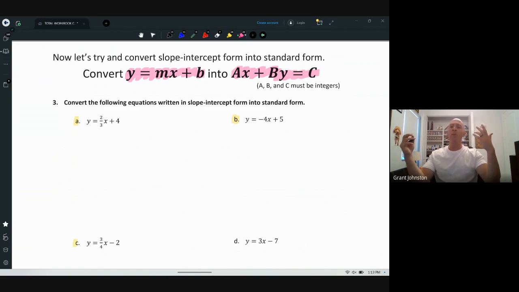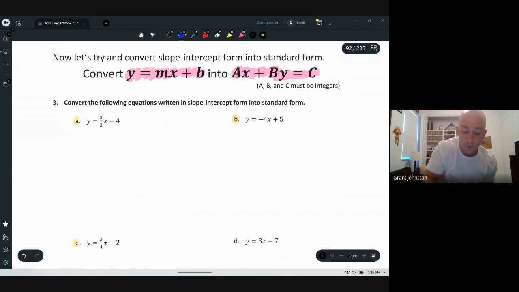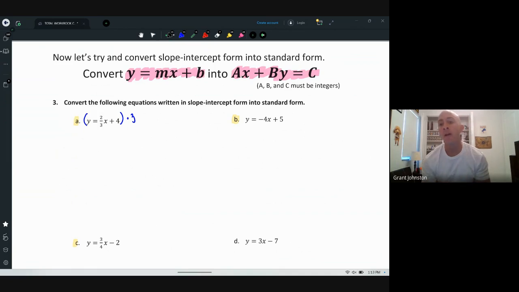So to get rid of that fraction, I'm going to multiply by the denominator. Okay, that's going to eliminate that division of 3 down there, that denominator of 3. So I'm going to multiply this entire thing by 3 because that's going to eliminate that 2/3 part. That 3 in the denominator is going to cancel.